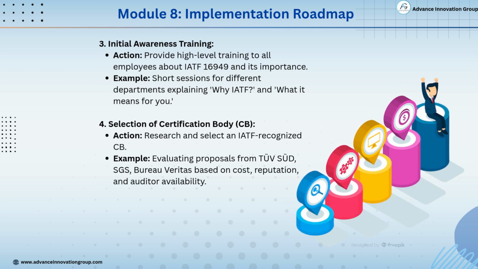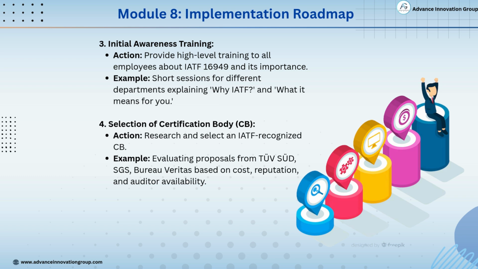Now let's move to the next 2 important steps in the planning phase. Step 3. Initial awareness training. The action here is to provide high-level awareness training to all employees. Everyone in the organization should know what IATF 16949 is and why it matters. Example: you can conduct short sessions for each department, where topics like why IATF and what does it mean for you are discussed. This ensures everyone is aligned and motivated.